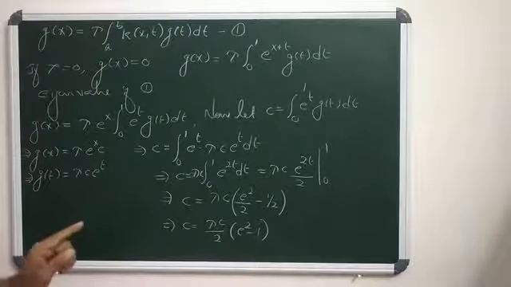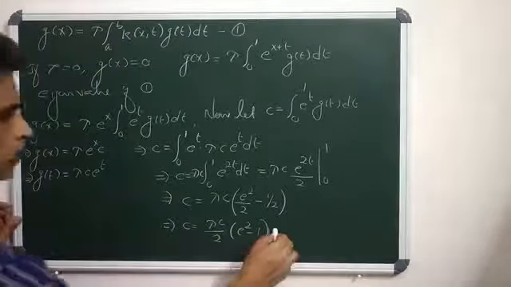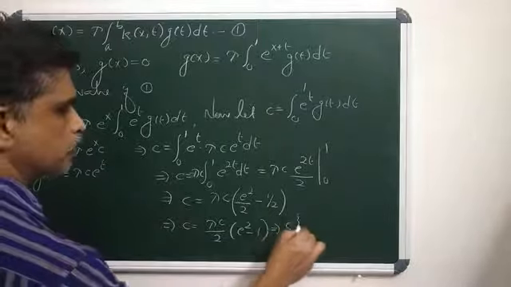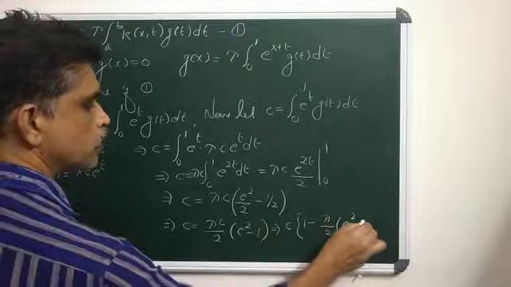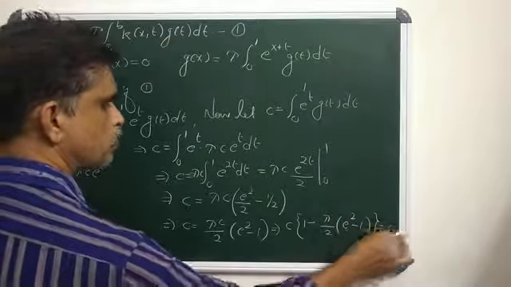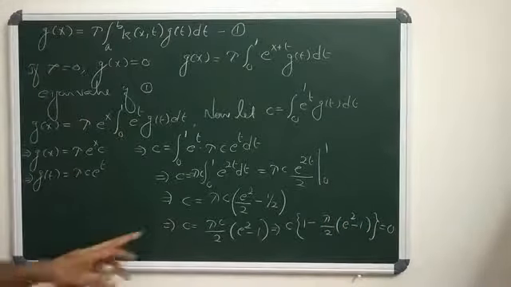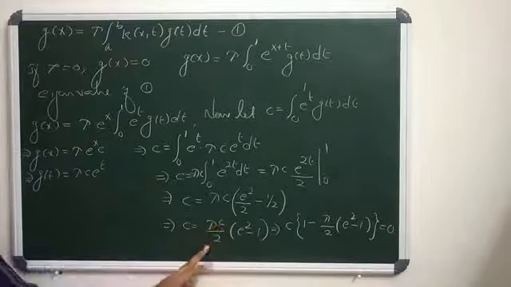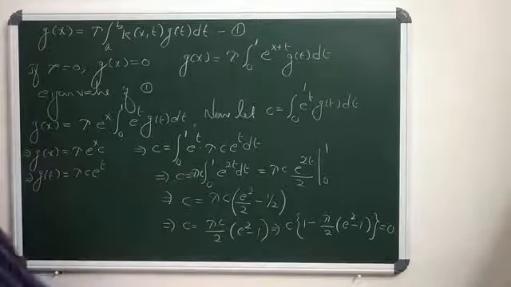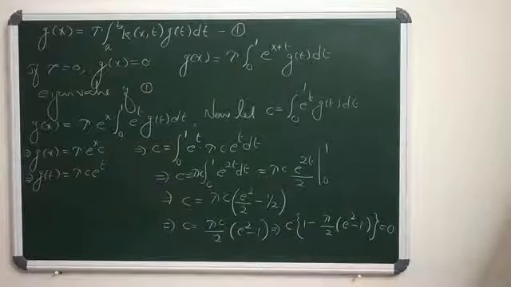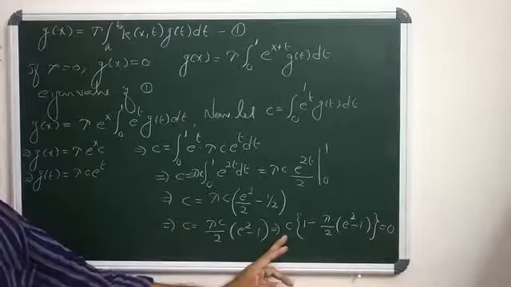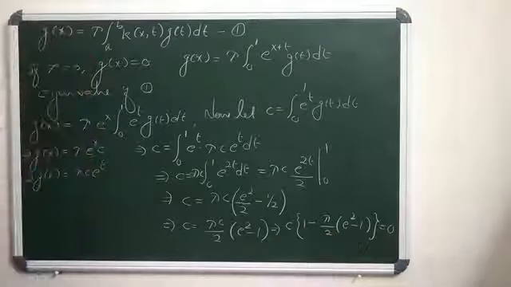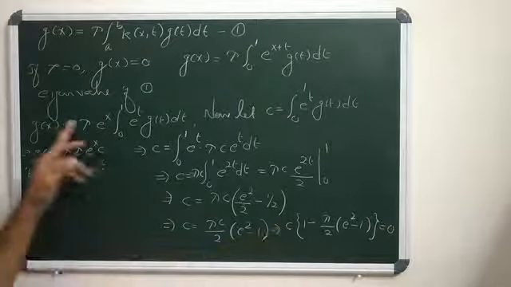So this implies c into 1 minus lambda by 2 into e square minus 1 equals 0. Okay, c equals lambda c by 2 into e square minus 1. That means c into 1 minus lambda by 2 into e square minus 1 equals 0. There are two possibilities: either c equals 0 or the term inside this bracket should be 0. When c equals 0, what happens here?